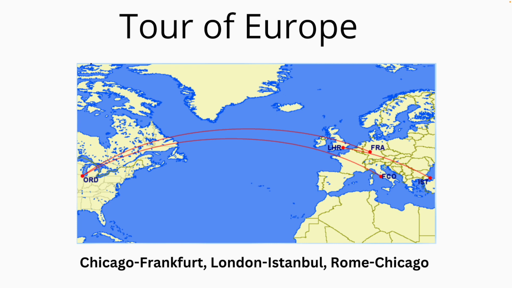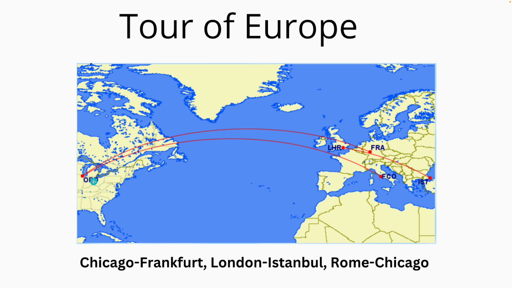Let's take a look at some examples. The first one we're going to look at is a tour of Europe. So in this example, you start and end in Chicago in the United States and Canada region, fly from Chicago to Frankfurt, and then within Europe, you have a free London to Istanbul flight. That would be your Excursionist Perk flight. And then you fly back home from Rome to Chicago.